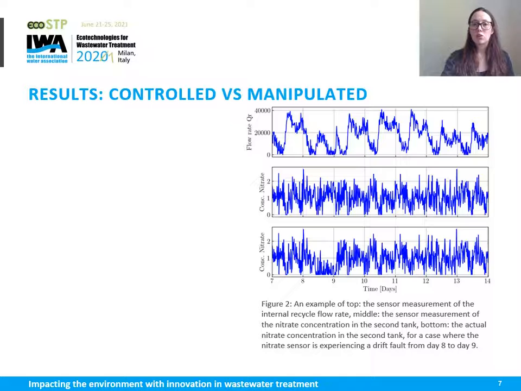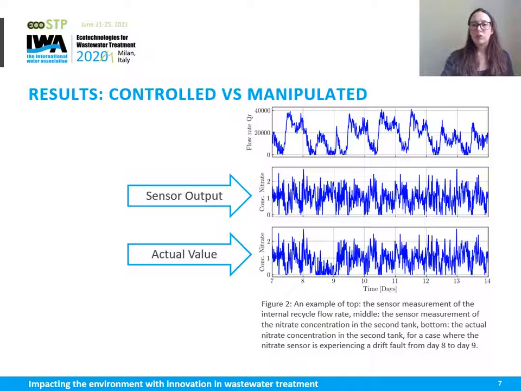This is what you see at the top of the figure. In the middle, we see the nitrate sensor measurement, and in the bottom, we see the actual nitrate concentration in the tank. What happened in the simulations producing these results was a slow drift fault in the nitrate sensor, which the controller compensated for, resulting in a decrease in the actual concentration.